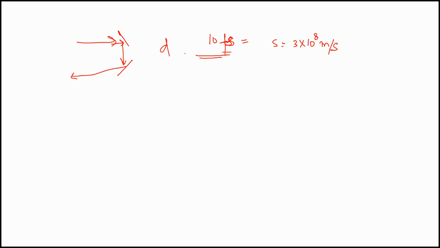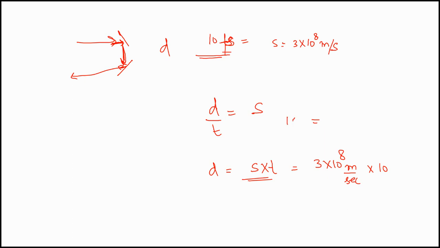Now, in order to calculate the distance, you know the formula: distance upon time is equal to speed. This is a very simple thing. If you want to calculate the distance, that will be speed into time. Now remember, the time lag includes this distance and this one also. So, the speed of light is 3 into 10 to the power 8 meter per second, and time is 10 femtoseconds. Now, what is the relation between femtosecond and second? If any one of you knows, please help me with this. 1 femtosecond equals 10 to the power minus 15 second.